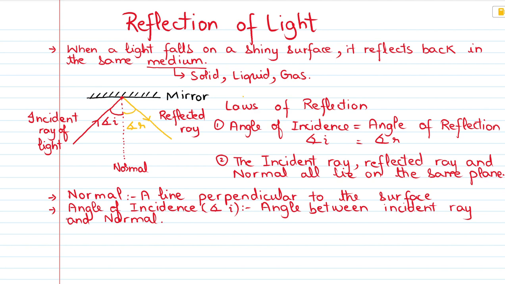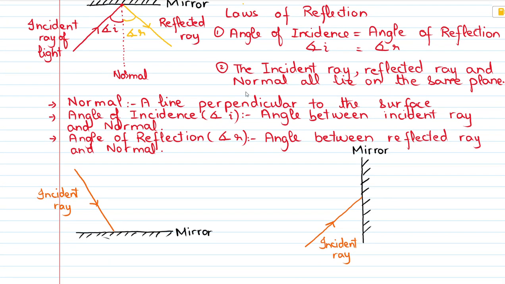Now let's talk about angle of reflection. So angle of reflection is the angle between the reflected ray. This is the reflected ray and this is the normal line. So the angle between these two is called as the angle of reflection. So as you can see in these two diagrams, we are provided with a mirror surface and the two incident rays have been drawn and we have to complete the path for the reflected rays.